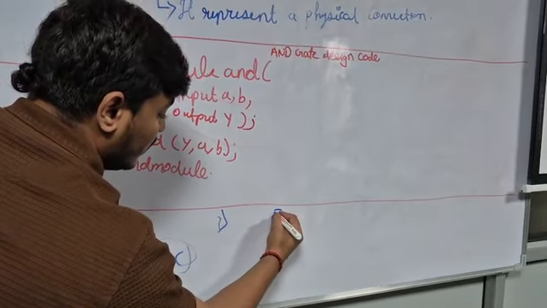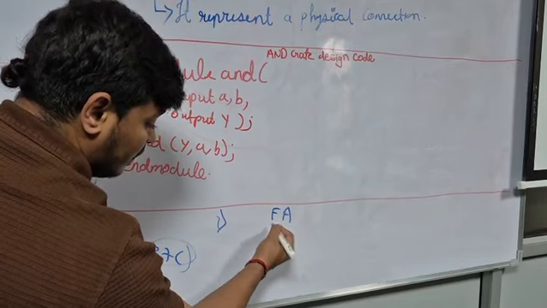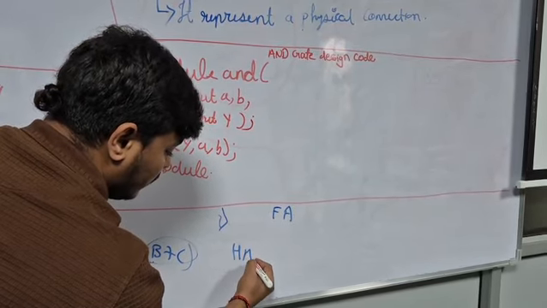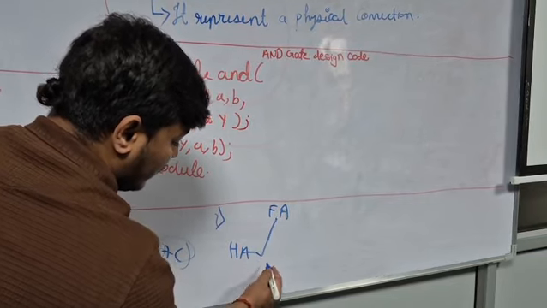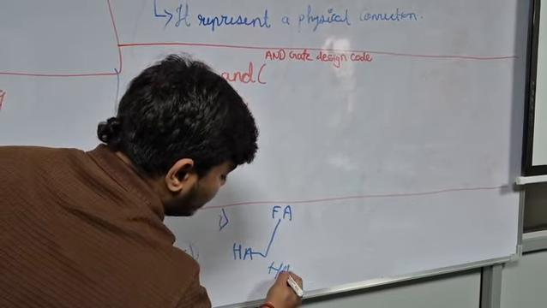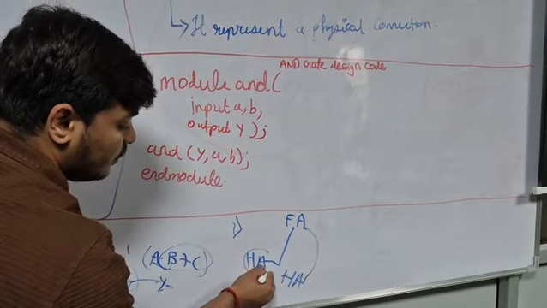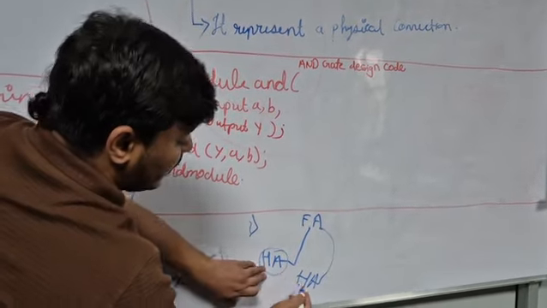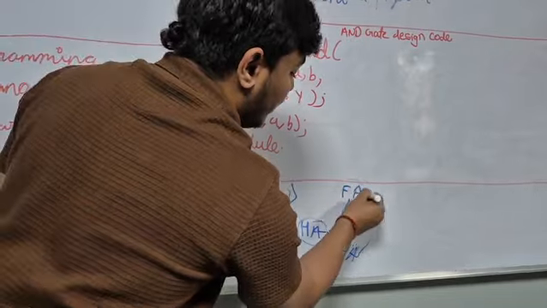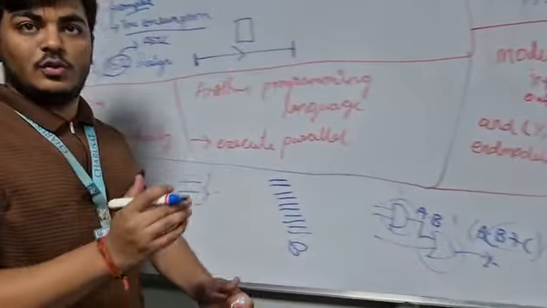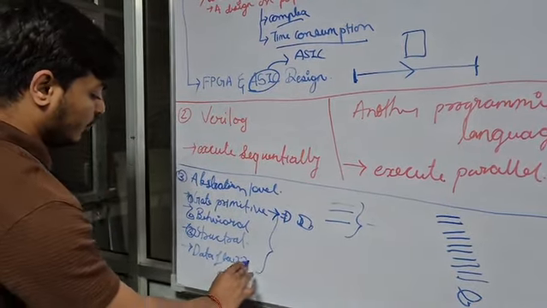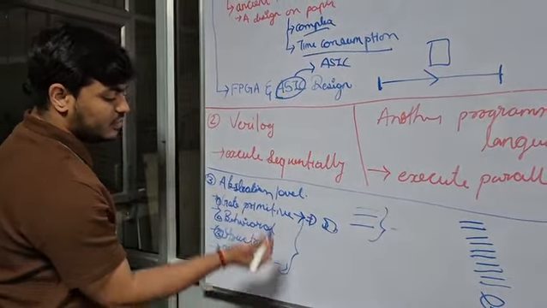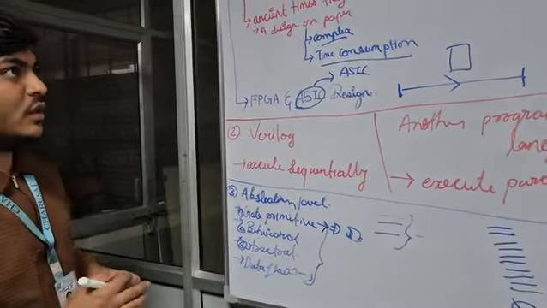We can design the full adder using the half adder. First we design one half adder, which we copy and paste, and which builds a full adder. To reduce the complexity, we use the structural model. And dataflow is one more type of modeling.